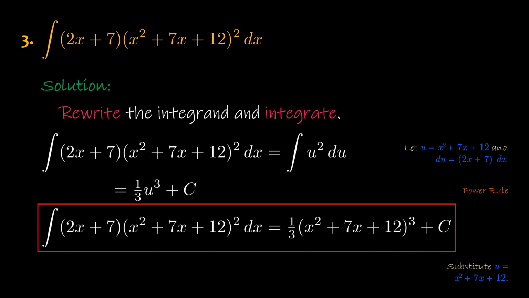The technique used here is called the substitution rule of integration, which will be discussed in another video. This method of finding the indefinite integral is faster than expanding the square of the polynomial and multiplying it with the binomial before integrating.